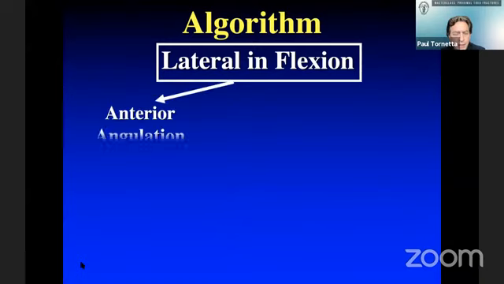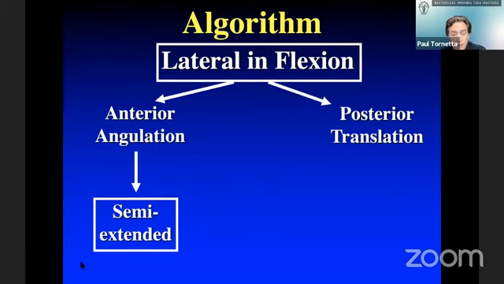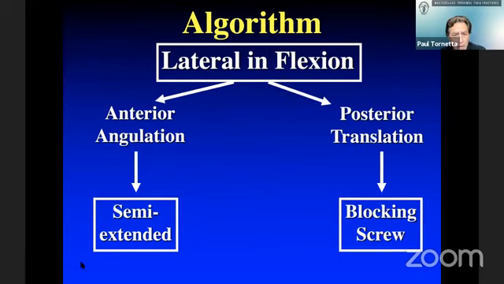So this is my algorithm. I get a lateral inflection. If there's anterior angulation, then I do it in relative extension. If there's posterior translation, then I'll likely use a blocking screw, although the more of these that I do, the fewer blocking screws I do. And if I have both problems, then I can use both solutions. And that'll solve all of your proximal tibial issues.